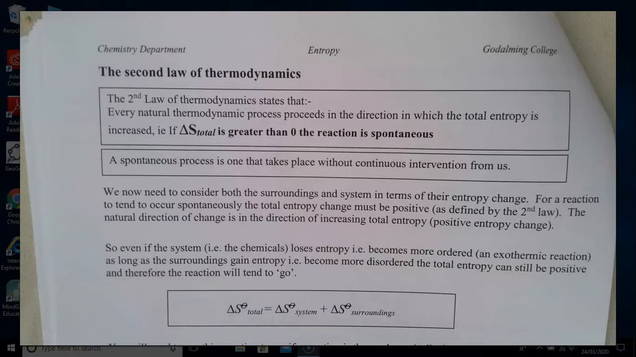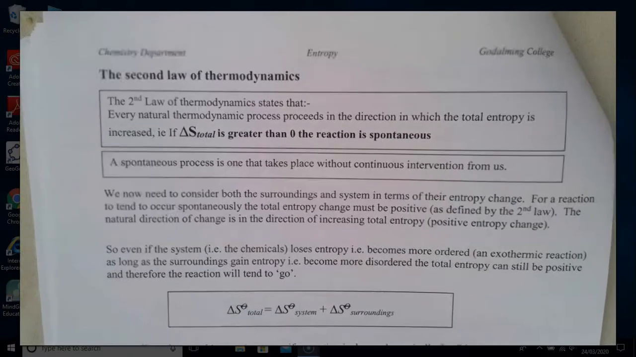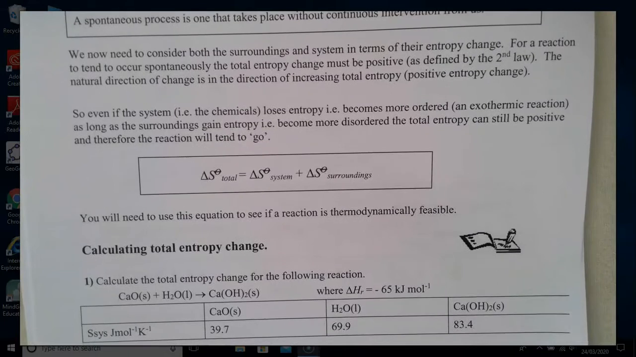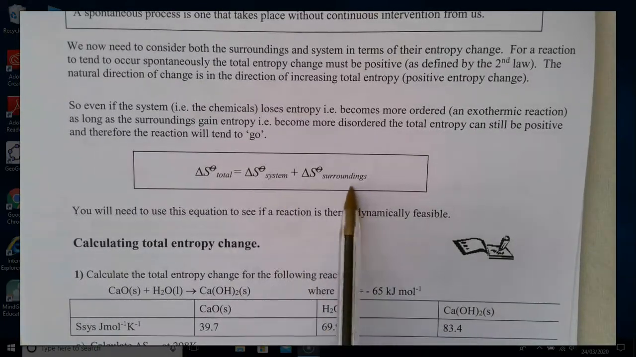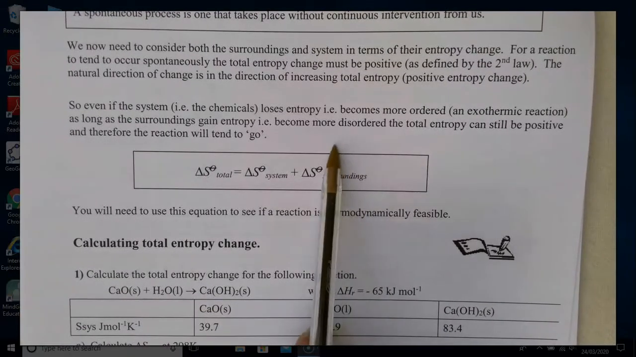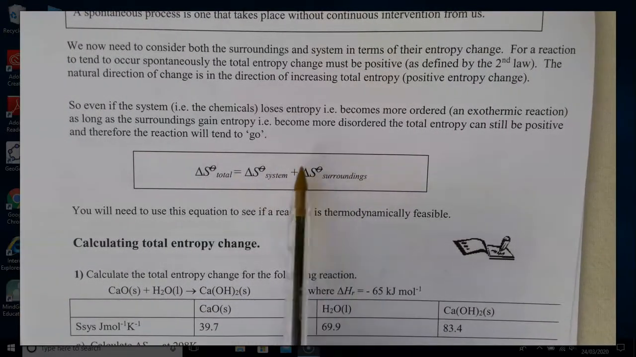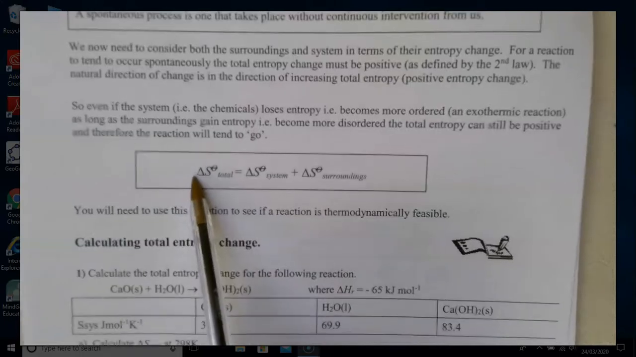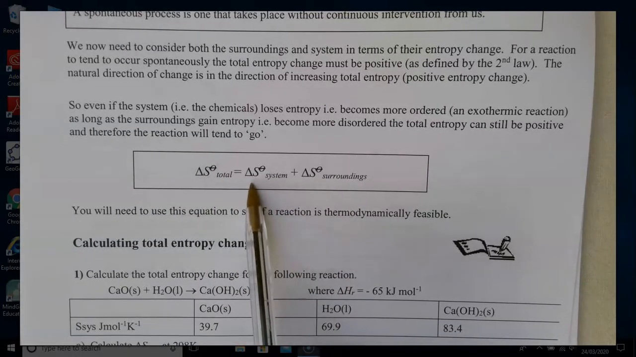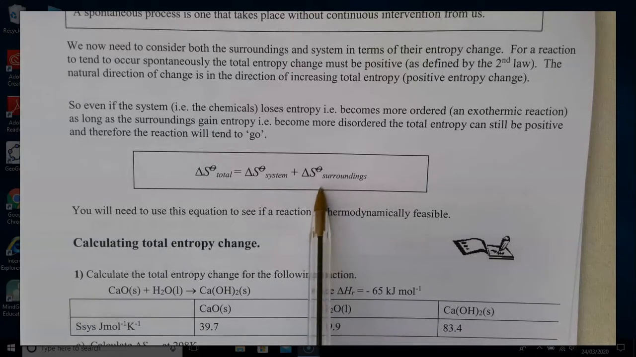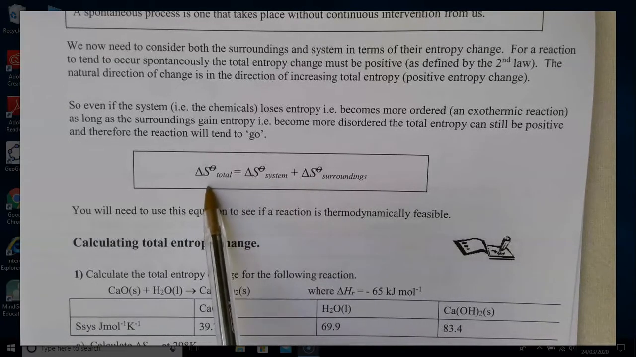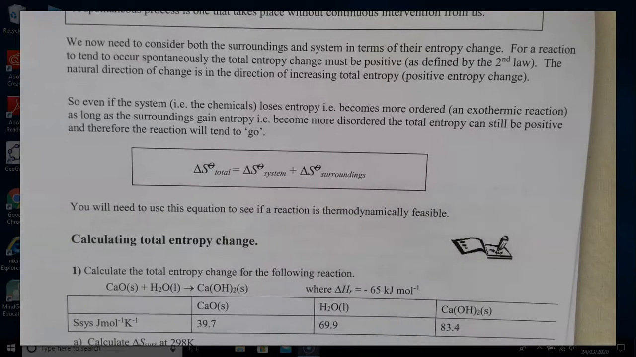Okay, now that total is made up of those two parts that we talked about earlier on. It's made up of that system, that's our chemicals, and our surroundings. So when we combine these two values together, we get our delta S total. So either one of these two could be negative, but as long as the other one is a bigger positive, as long as this total comes out as positive, we say that the reaction is feasible. In other words, it will go.